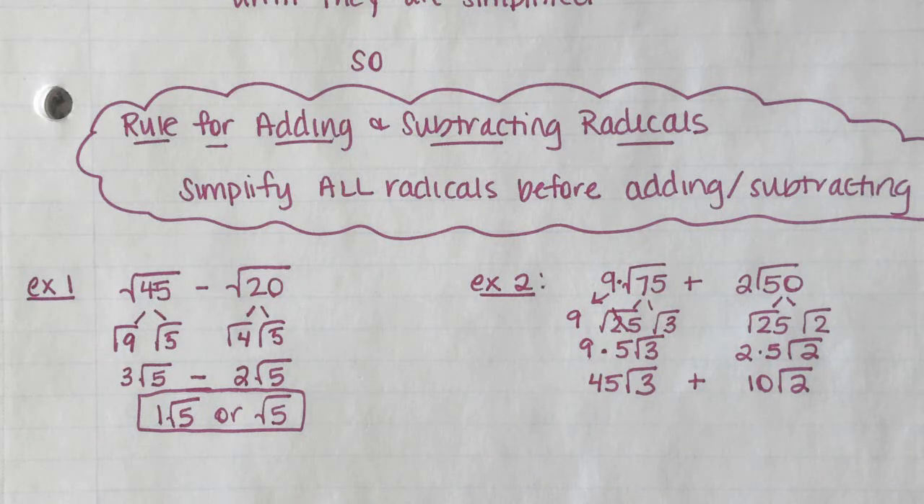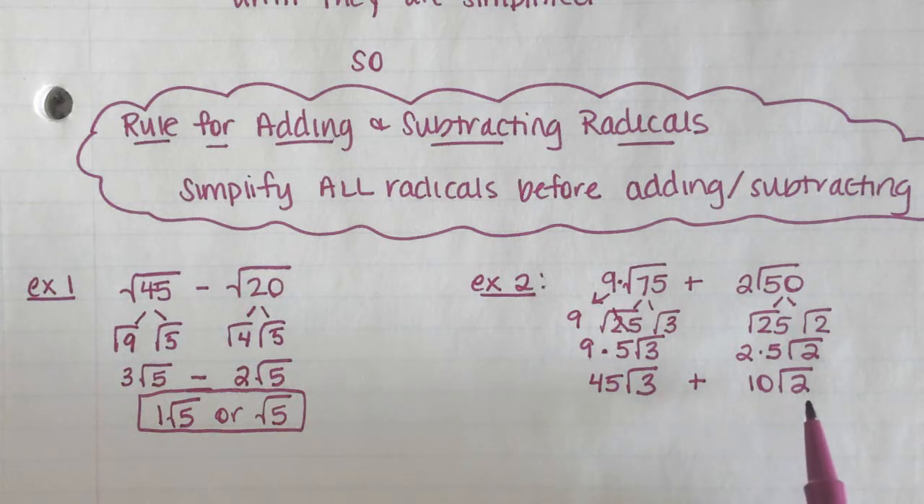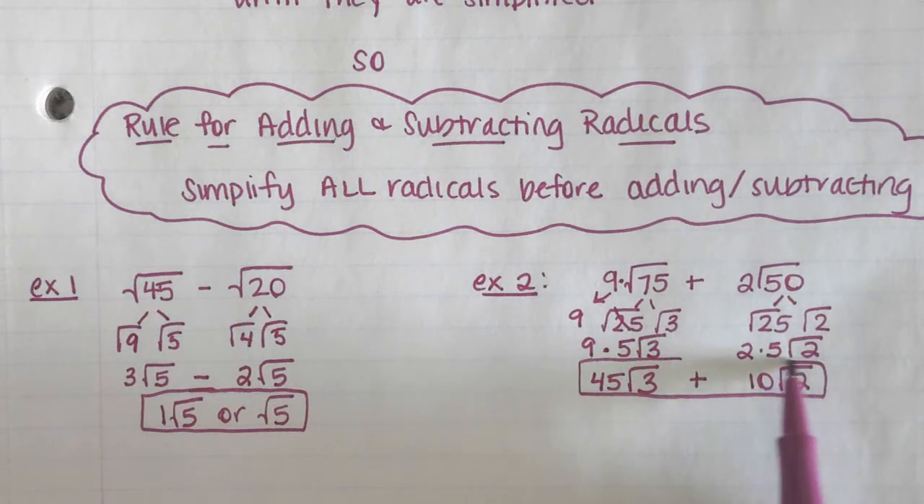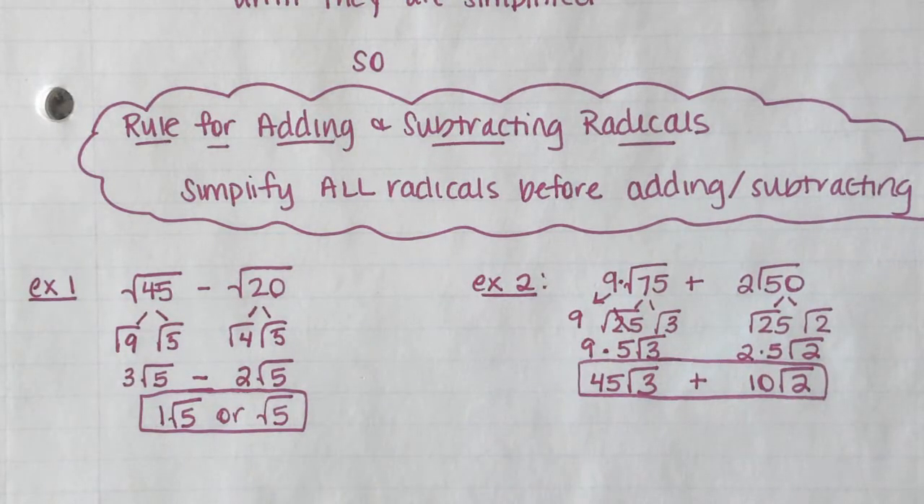If you said that they're not like radicals, you're right. I cannot add them, or I cannot combine them, because this is a radical 3 and this is a radical 2. So this is fully simplified. I just can't combine. So I'm done at this point, because radical 3 and radical 2 are not like radicals.